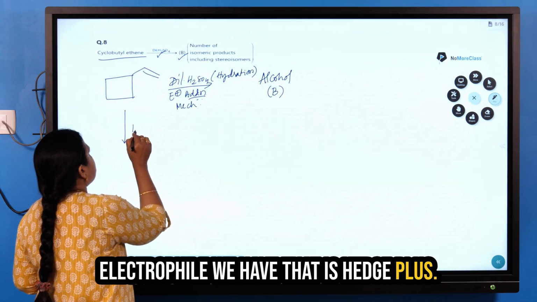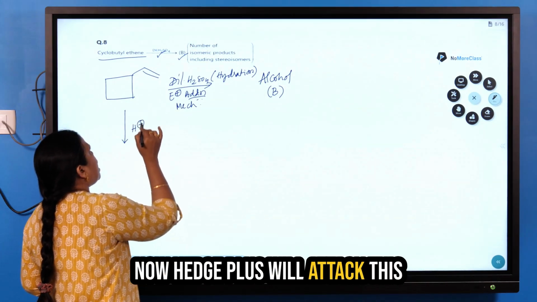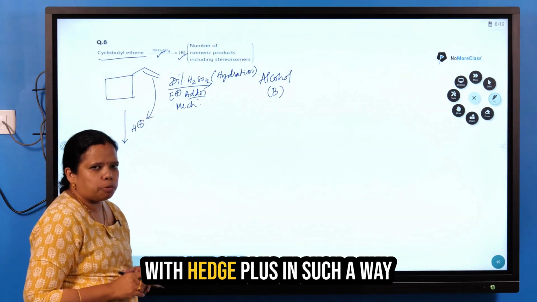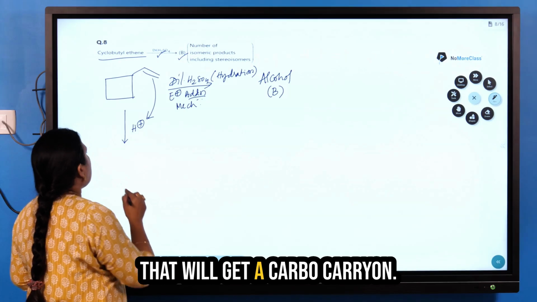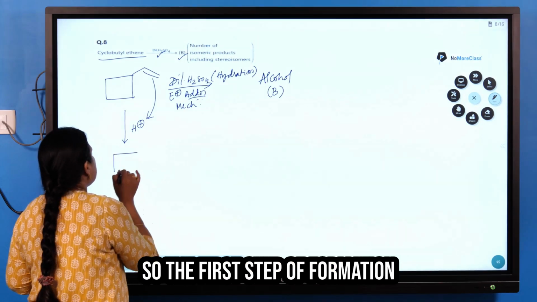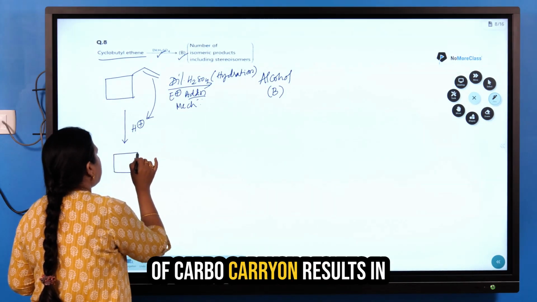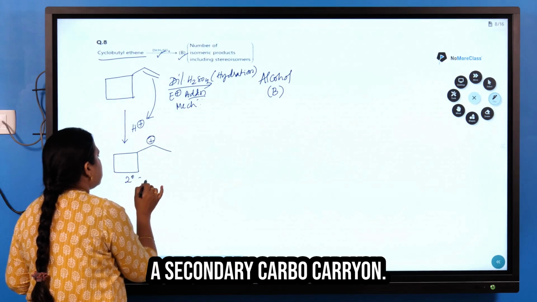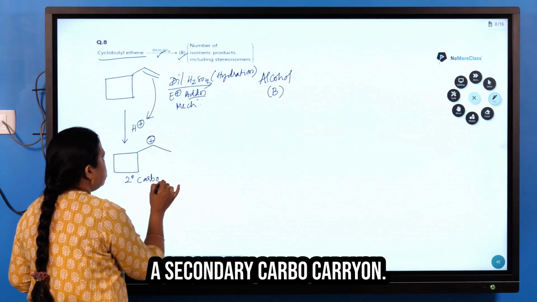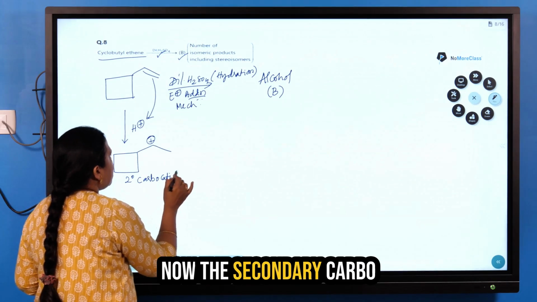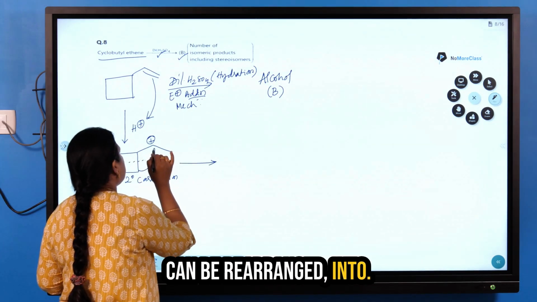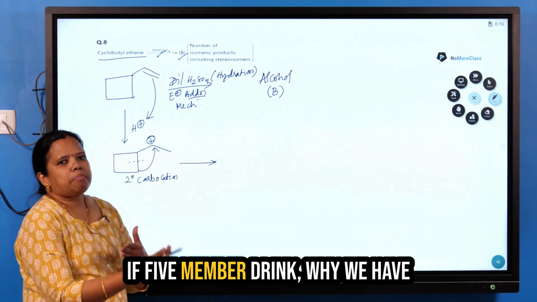That is H+. Now H+ will attack this particular double bond, or the double bond will form a bond with H+ in such a way that we'll get a carbocation. So the first step, formation of carbocation, results in a secondary carbocation. Now the secondary carbocation can be rearranged into a 5-membered ring.